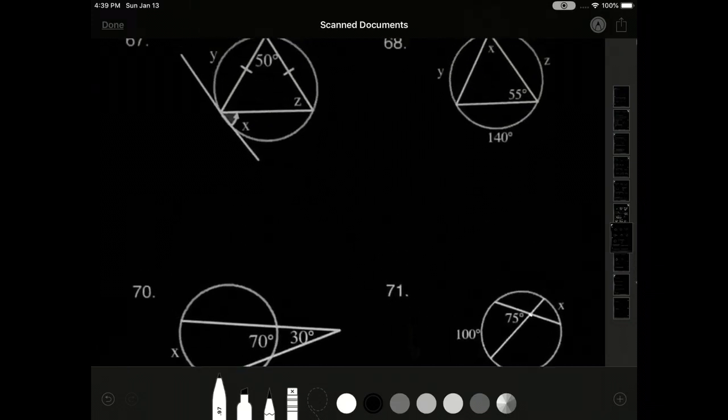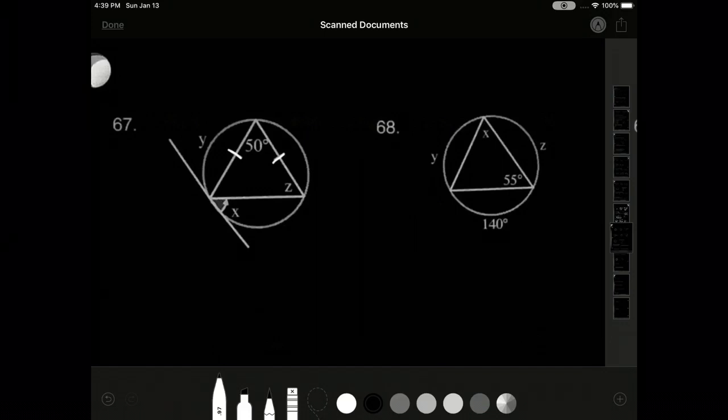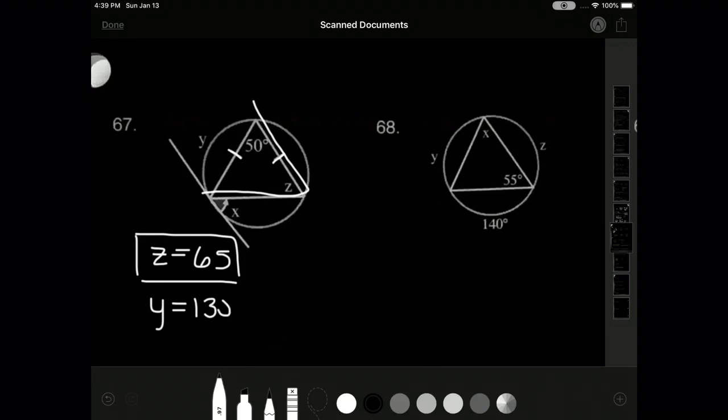The next problem is up here at 67. So we have a triangle with 2 congruent sides here, which means we can take 180 minus 50 and we get 130. And when we divide 130 into 2, then z equals 65. For y, it is intercepted by angle z here. So we can take 65 and times it by 2, and we get y, which is 130.